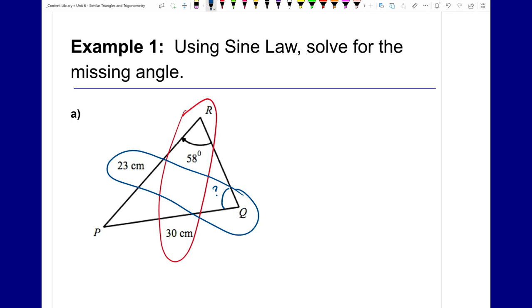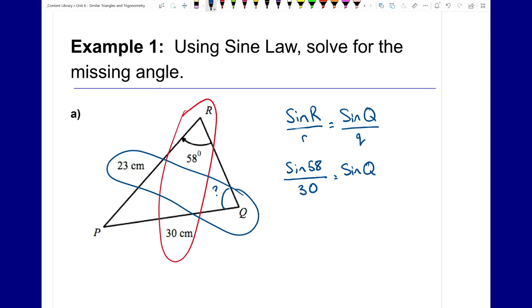So we're going to set up a ratio between the R pair and the Q pair. Sine of R over little r is going to equal sine of Q over little q. I'm going to fill in my information. So sine of R, which is angle 58, over the side length of 30, is equal to sine of Q, which we don't know, divided by side Q, which is 23.